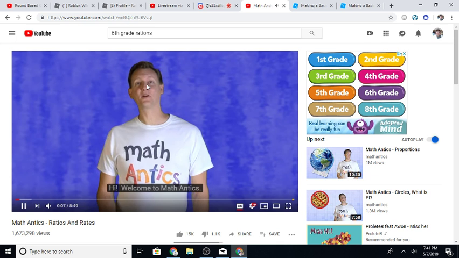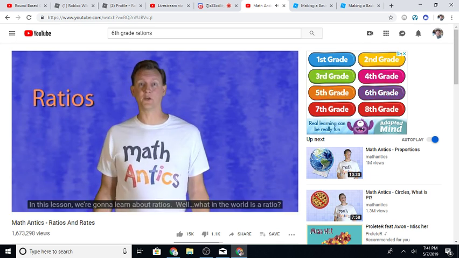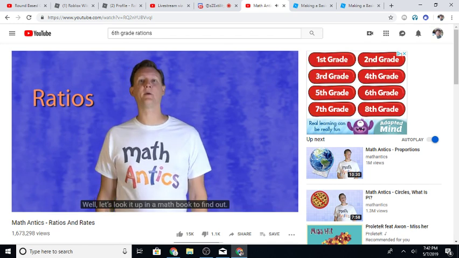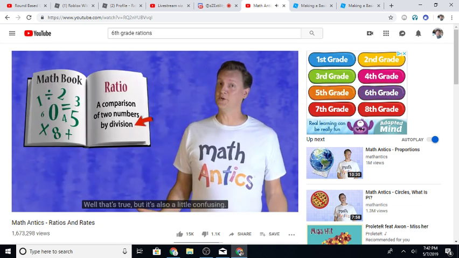Hi, welcome to Math Antics. In this lesson, we're going to learn about ratios. Whoa, what in the world's a ratio? Well, let's look it up in a math book to find out. It says here that a ratio is a comparison of two numbers by division. Well, that's true, but it's also a little confusing.